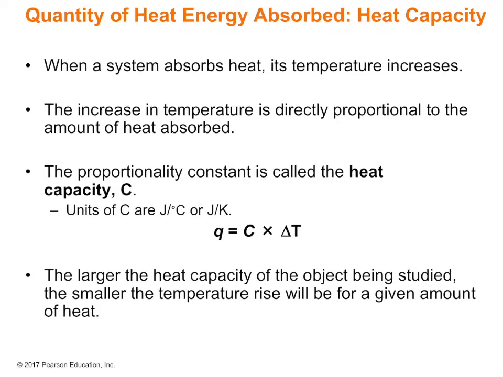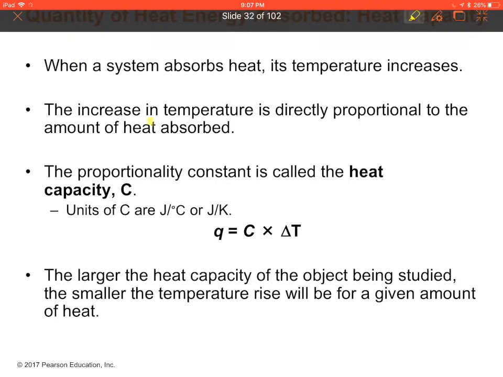So when a system absorbs heat, its temperature increases. The increase in temperature is directly proportional to the amount of heat absorbed. And this is the proportionality constant, which is called the heat capacity. Heat capacity is different for any type of matter. Each type of matter has its own heat capacity.